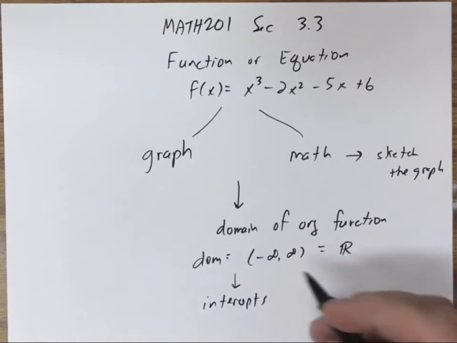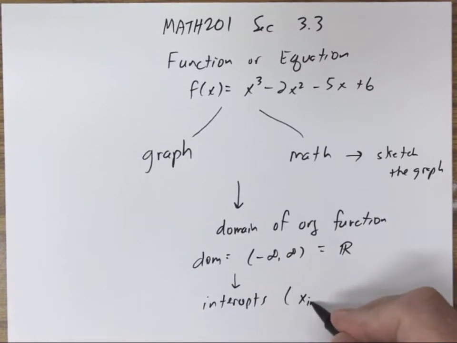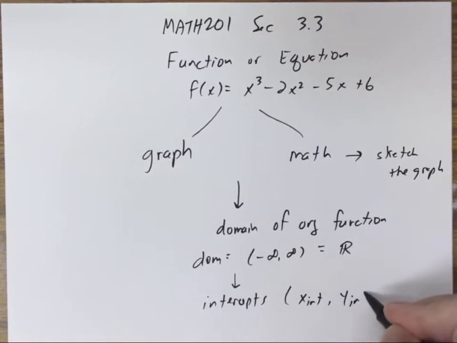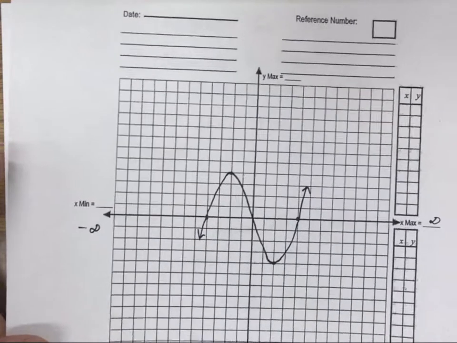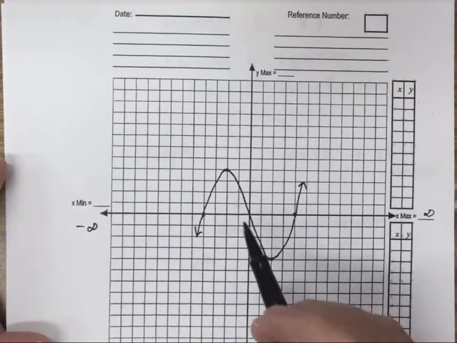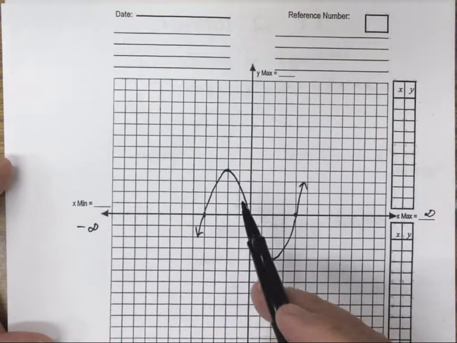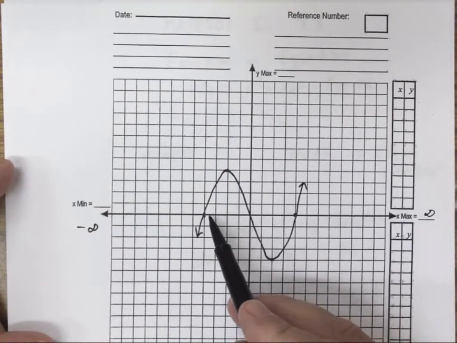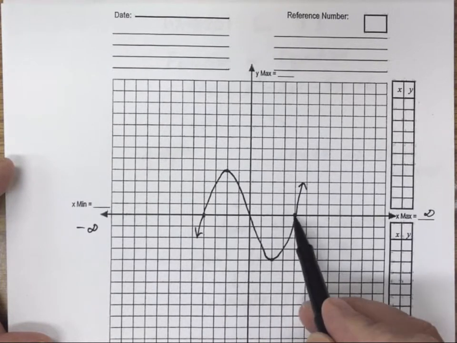are intercepts, and there's two kinds of intercepts, the x-intercept and the y-intercept. Intercepts are where your graph crosses the x or y axis. So it looks to me like if I look at the x-axis, my x-intercepts, the graph crosses the x-axis here and here and here.